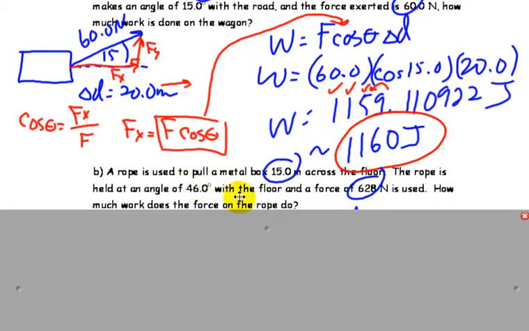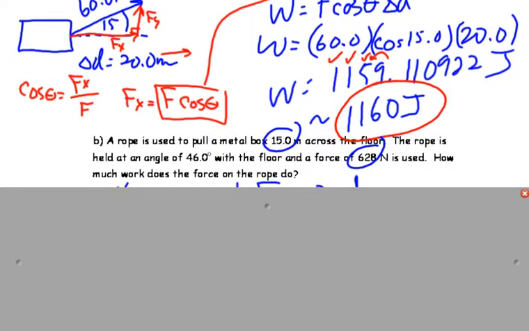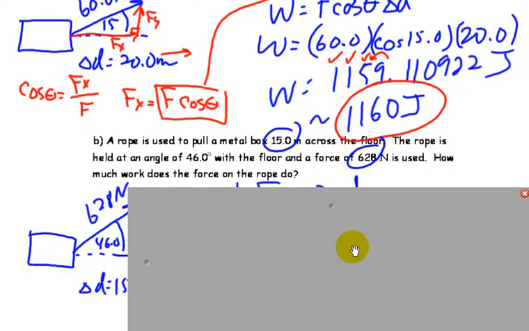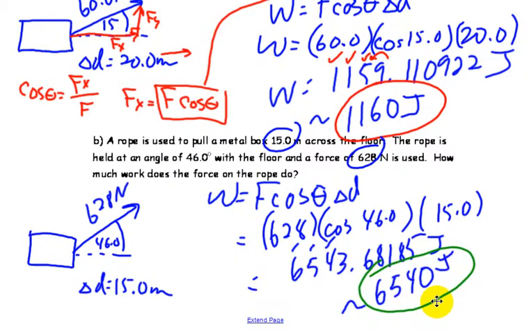A rope is used to pull a metal box 15 meters across the floor. The rope is held at an angle of 46 degrees with the floor, and the force is 628 newtons. How much work is done? Maybe pause the video right now and run through that and see what you end up with. It's very similar to the previous one. Okay, if you had a chance to do it, this is the scenario here, pulling it up at an angle of 46 degrees, 628 newtons. So W equals F cos theta d, and we get 6,540 joules when we round off to the correct number of sig figs.